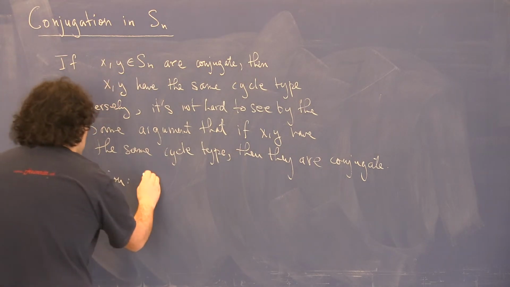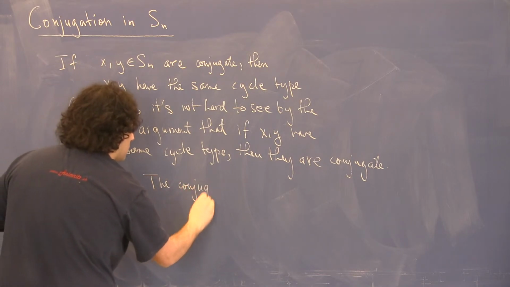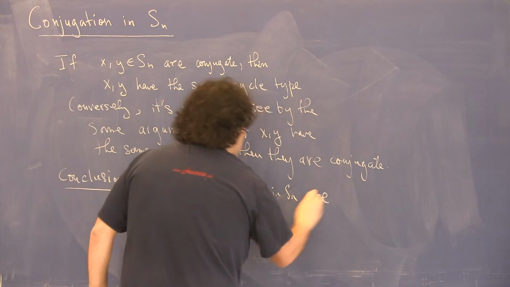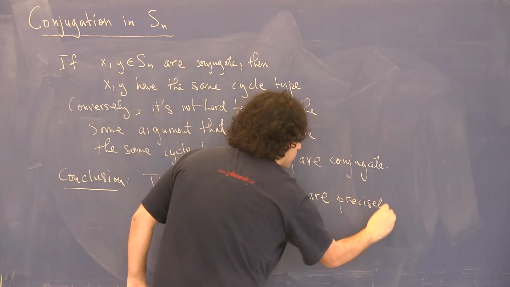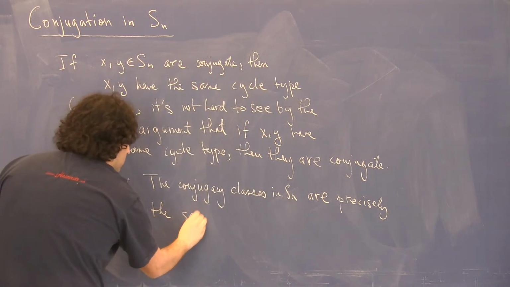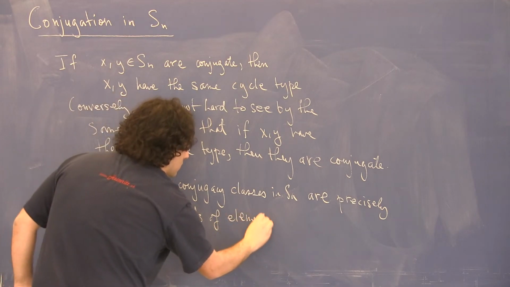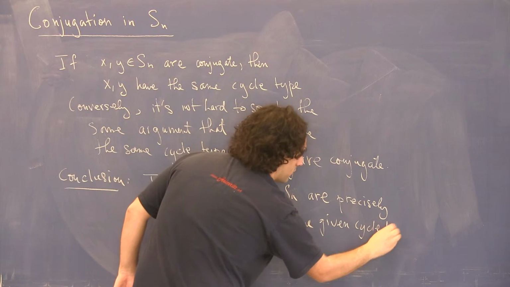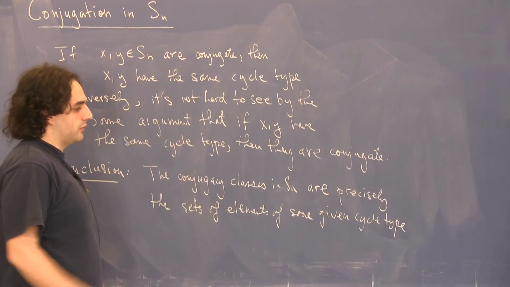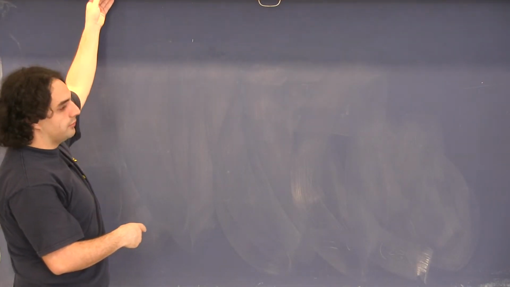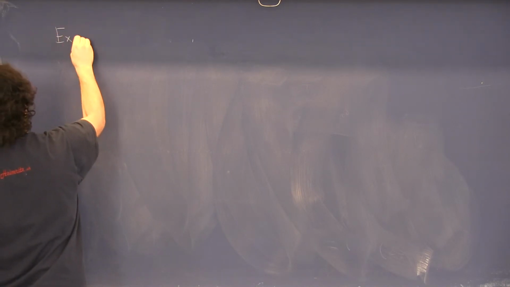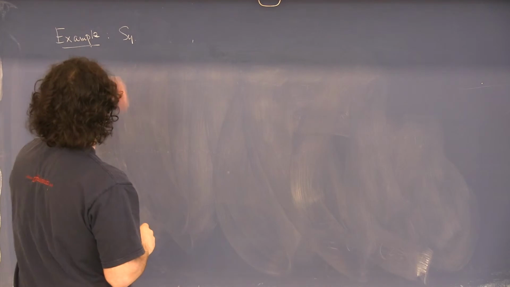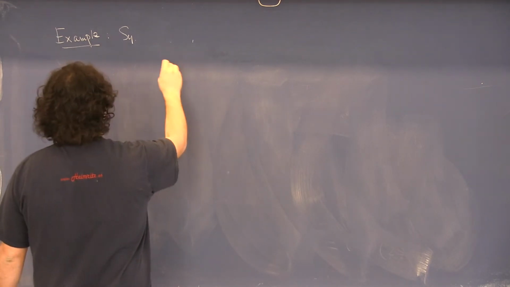Another way to say that is that the conjugacy classes in Sn are precisely the sets of elements of some given cycle type. Okay, so now let's see an example of this conclusion. Let's do the case of S4. So how many cycle types do we have in here? So, cycle types.